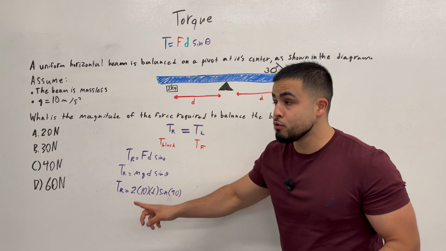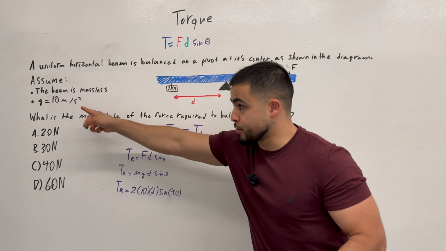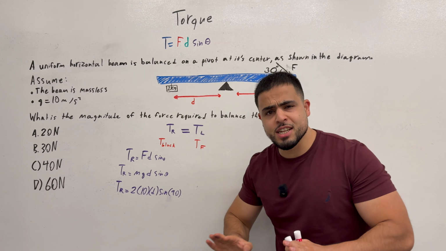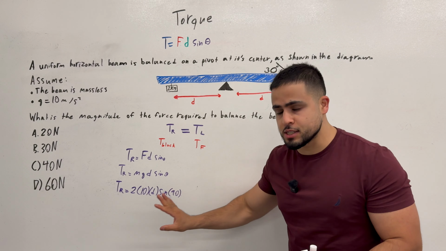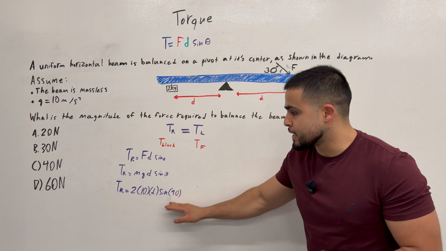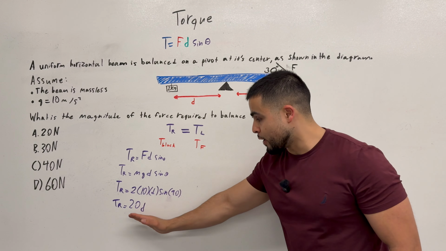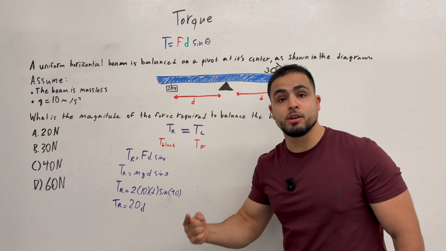So mass times gravity, or mass times acceleration, to get the force. So we have 2 for the mass, 10 for the acceleration due to gravity. The distance, we don't know that, so I'm going to keep it as d for now. And then finally, sine 90. So the answer here is 20d, right? Because sine 90 is equal to 1.